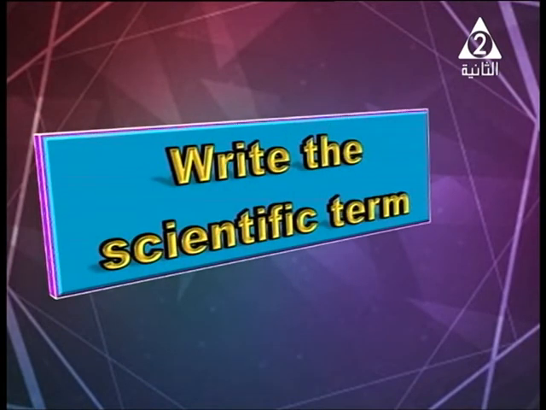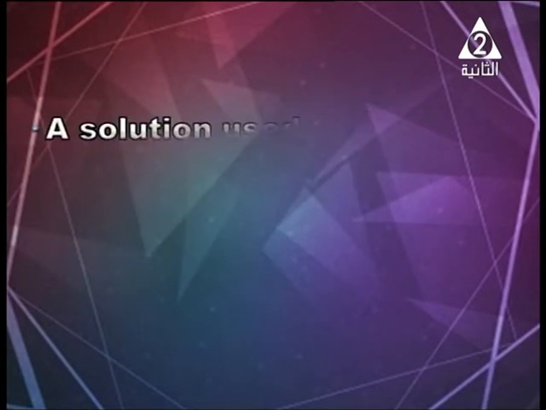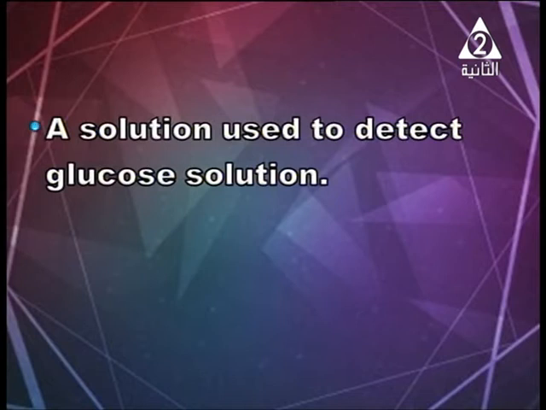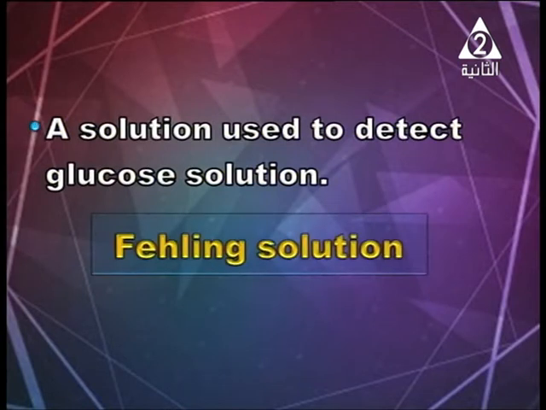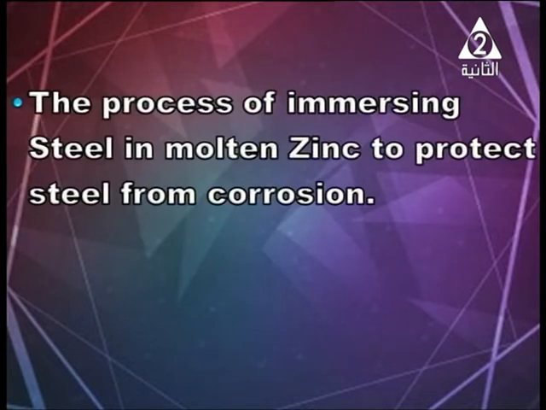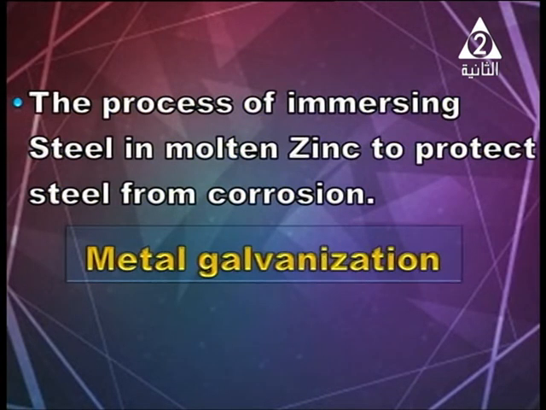Let's move to another kind of questions. Write the scientific term. A solution used to detect glucose solution. This is Fehling solution. The process of immersing steel in molten zinc to protect steel from corrosion. This process is called metal galvanization.